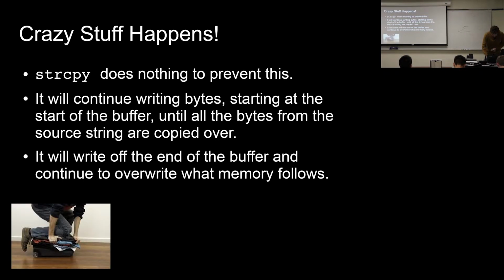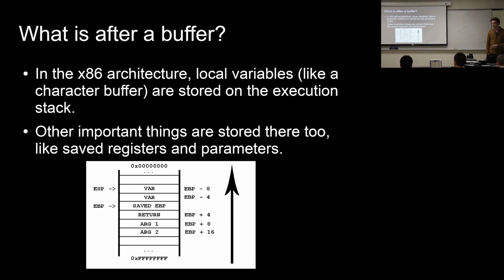All right, crazy stuff happens. Basically, like I was just saying, it just keeps going, and that's what the overflow is. It'll write off the end of the buffer and just keep writing. And a lot of valuable stuff is stored after that. All right, what is after the buffer?